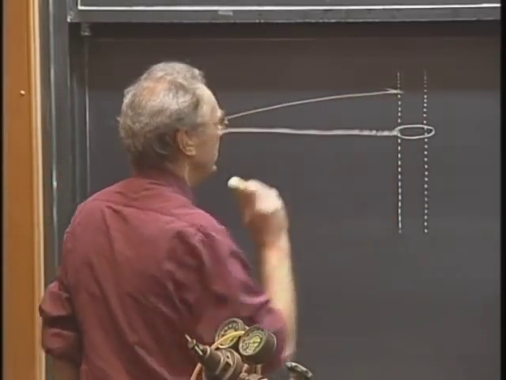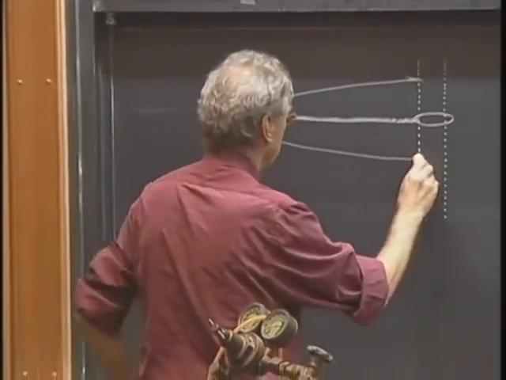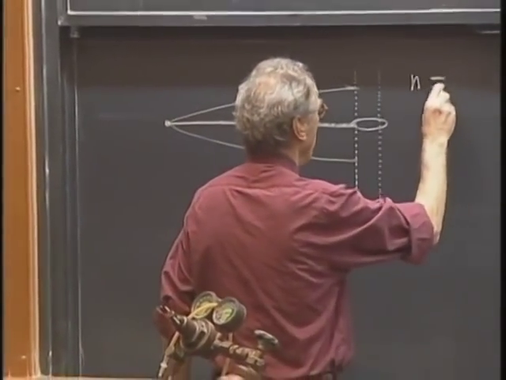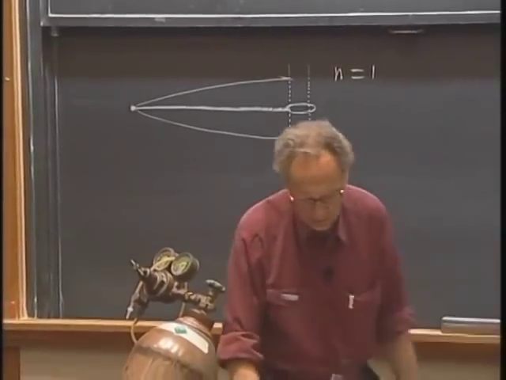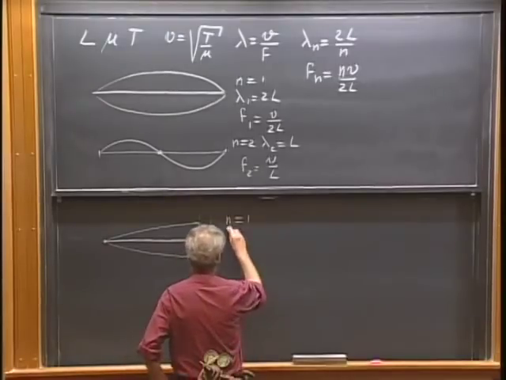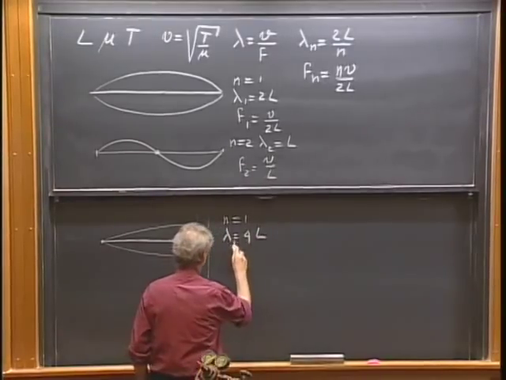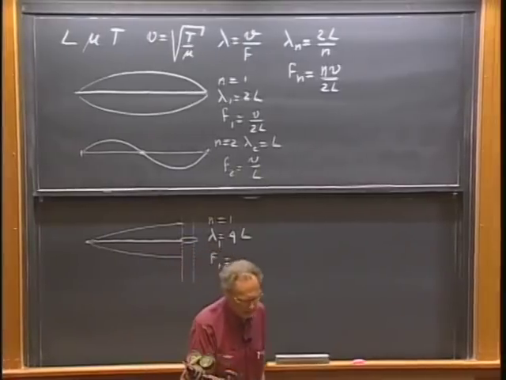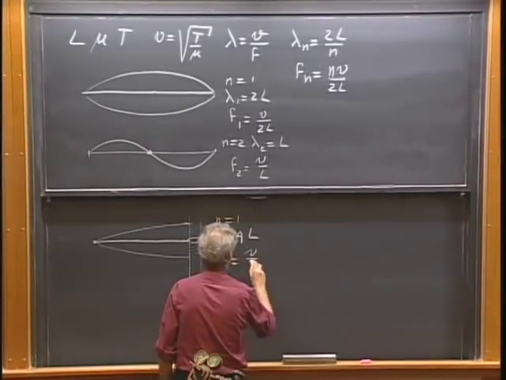The angle is 90 degrees. The slope must be 0 there, and then it oscillates like this back and forth. So now you have that n equals 1, which is the fundamental, first harmonic. Lambda 1 is now 4L. And therefore, the frequency that you now generate is twice as low, V divided by 4L.